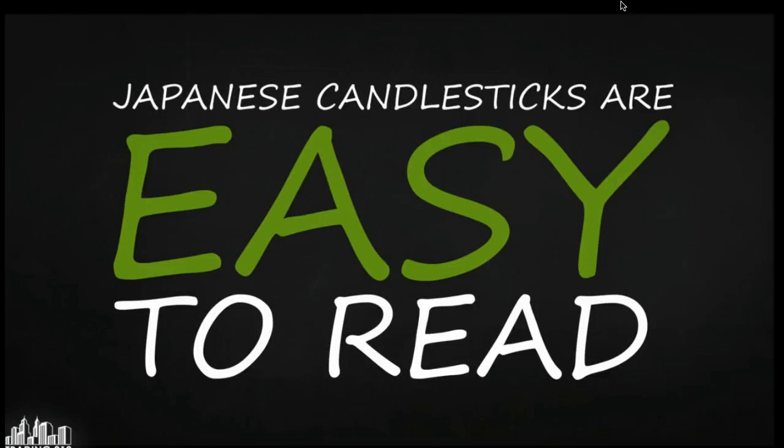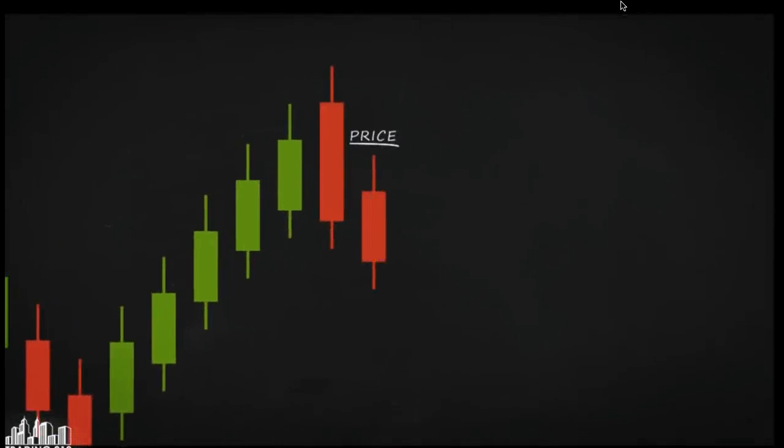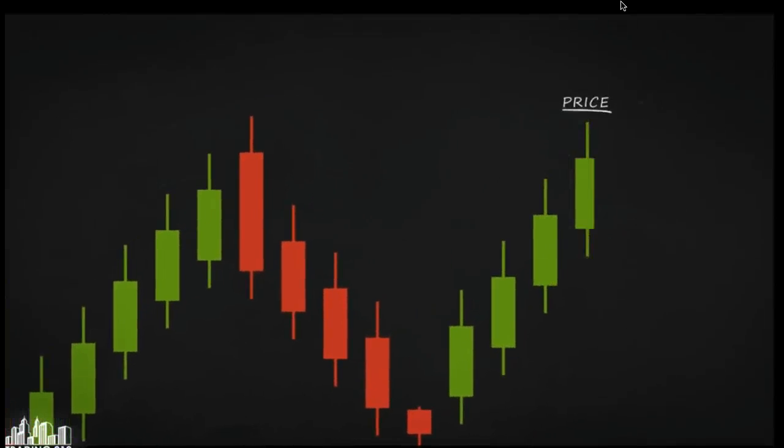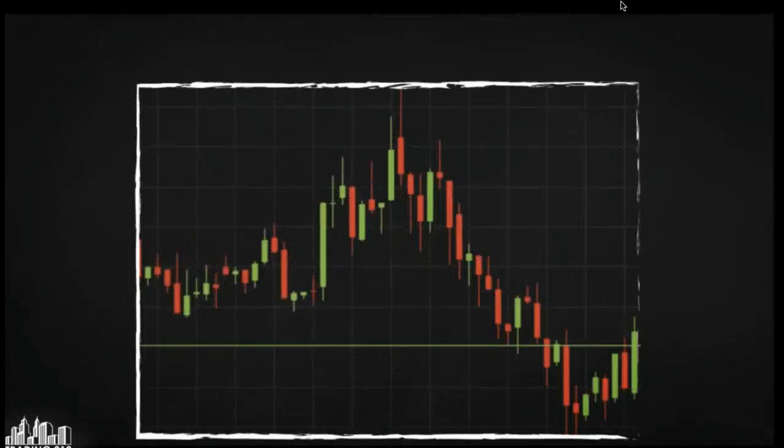Japanese candlestick charts are easy to read. A red candle shows that the price is going down, and a green one represents an increasing price. If you're looking at a 10-minute chart, each candle represents a 10-minute time interval.